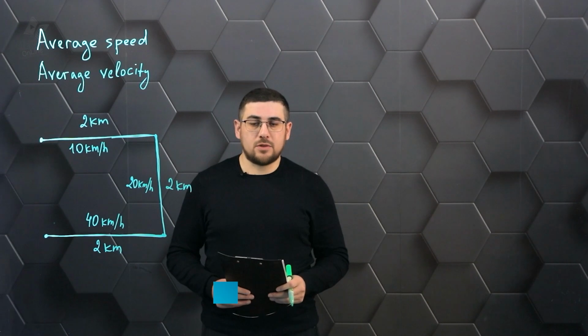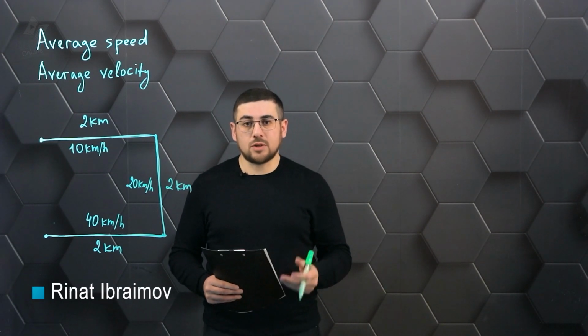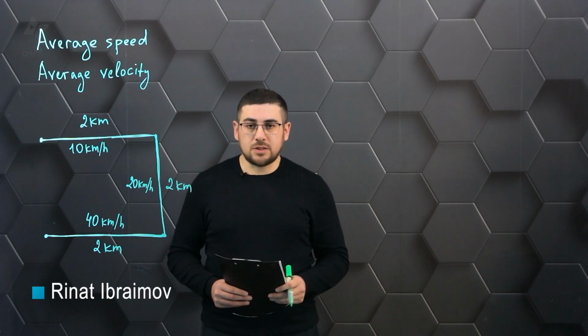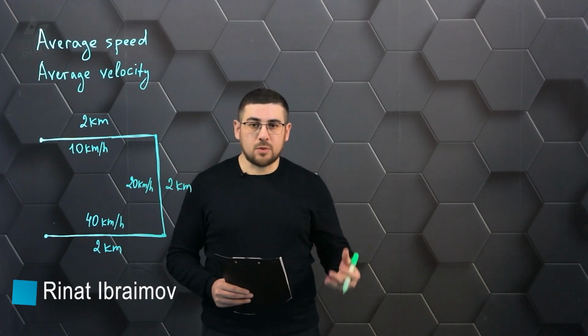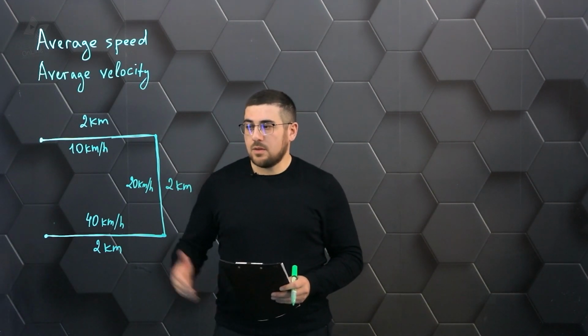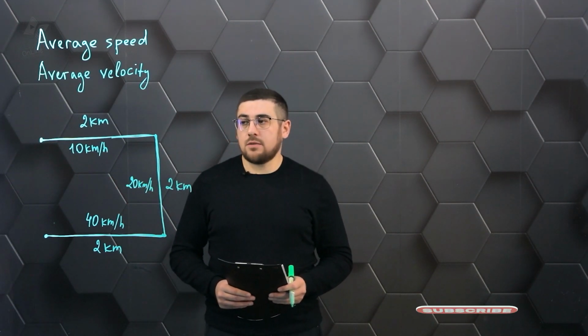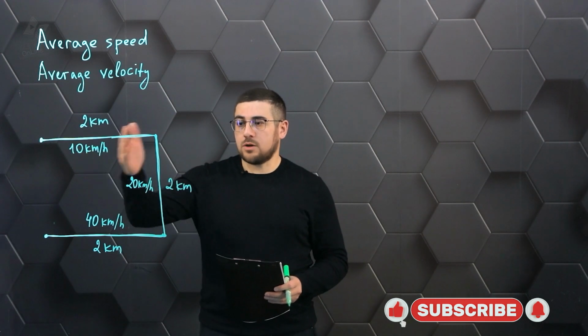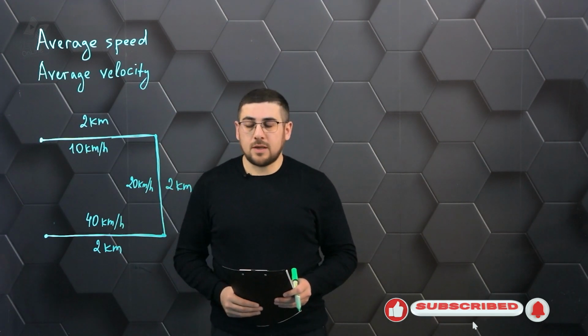Hello. Today we will solve another problem on the topic of average speed. We will consider the calculation of average speed by modulus and by direction. Let's begin. In front of us is the trajectory of the body, which is represented by 3 sections.